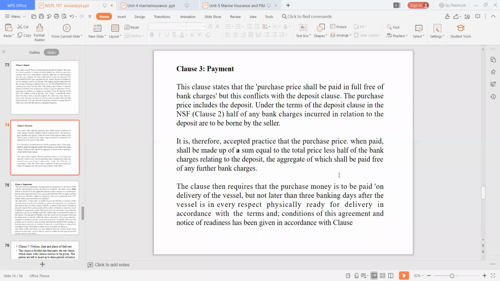Payment issue: purchase price, deposit, payment. So the purchase price shall be paid in full, free of bank charges. But it includes the deposit.